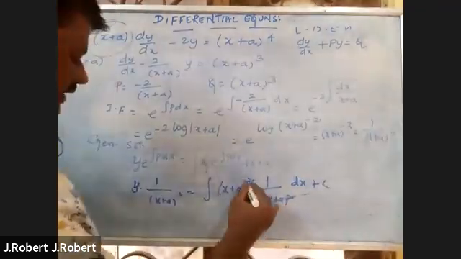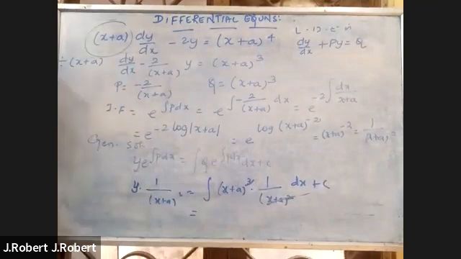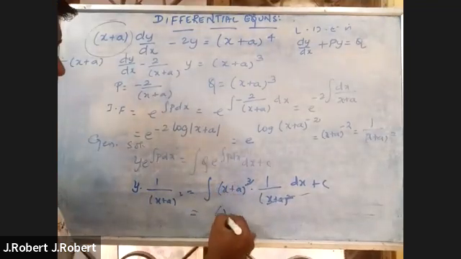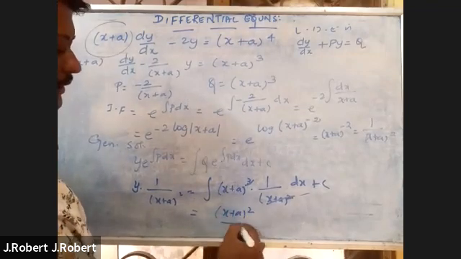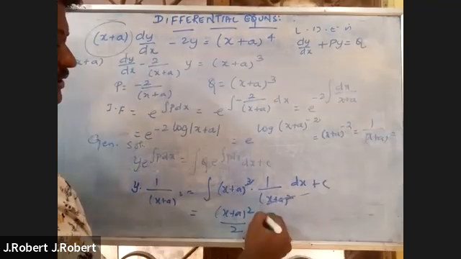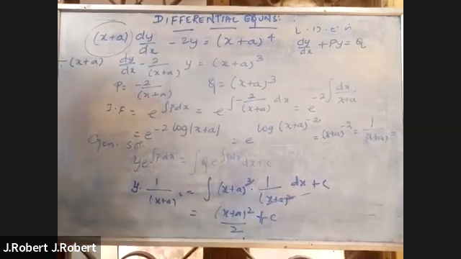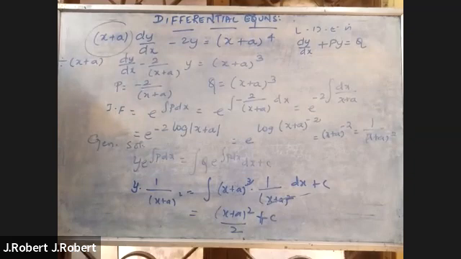This 2 will get cancelled. Therefore, the integration of x plus a is (x plus a) the whole square divided by 2 plus constant. So therefore, I can write y divided by (x plus a) the whole square is equal to (x plus a) the whole square divided by 2 plus c. That is the result.